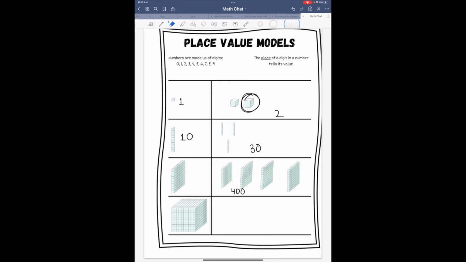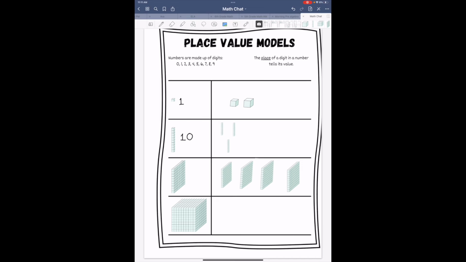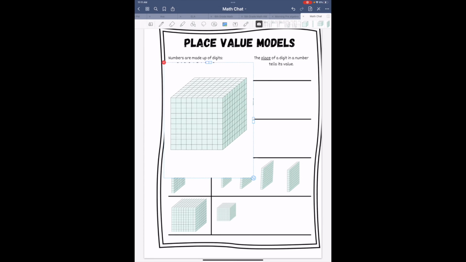My next step would be to do 10 hundreds. If I were to put 10 of these hundreds down, that would make 1,000. And that's what this block is right here, 1,000. So let's add some 1,000 blocks to our system here. We're going to make them a little larger.